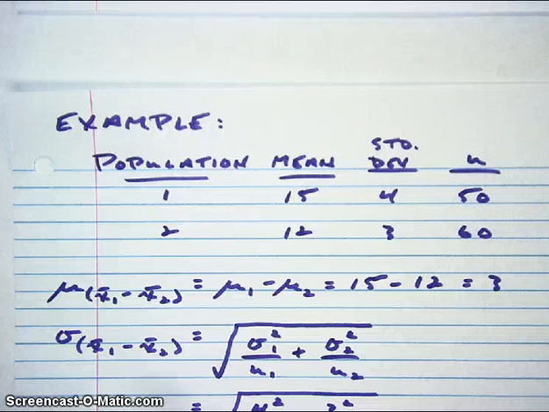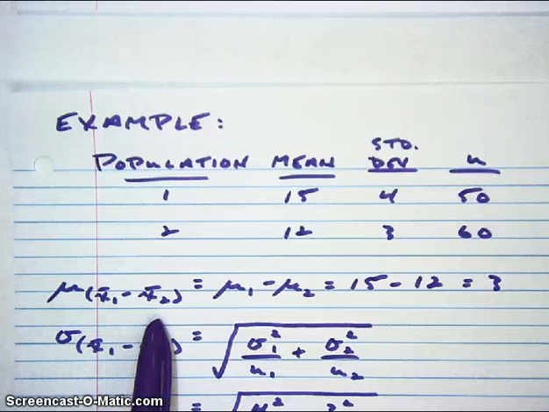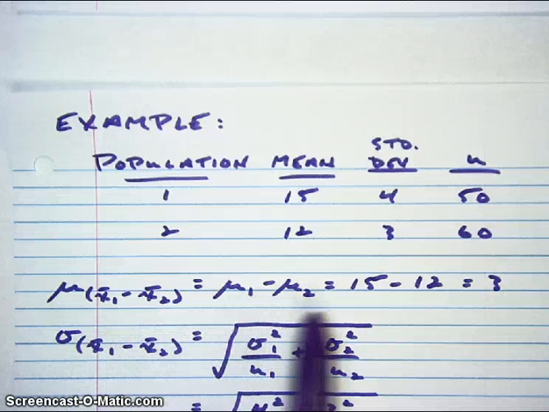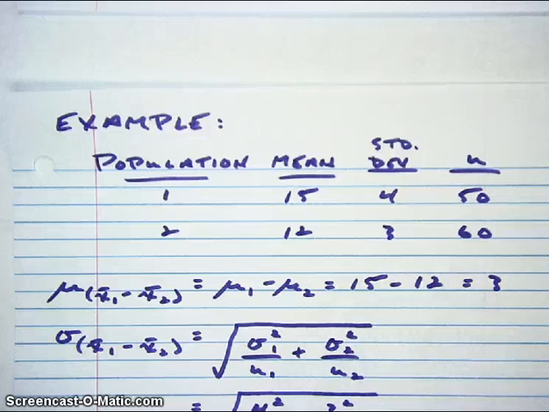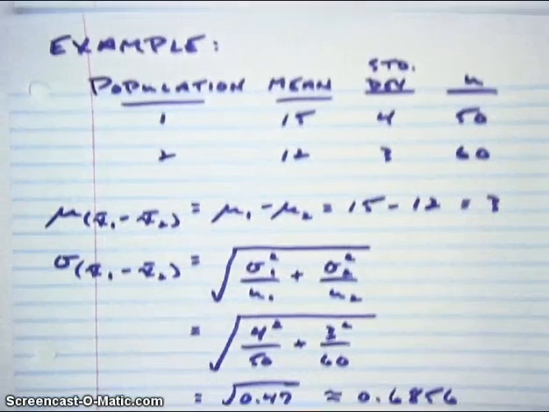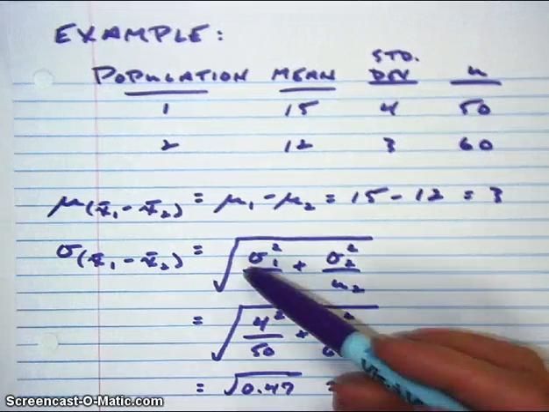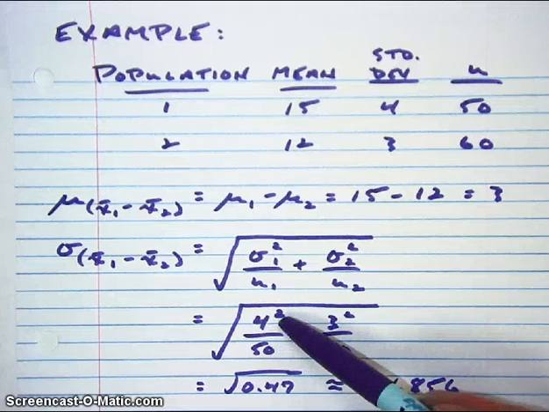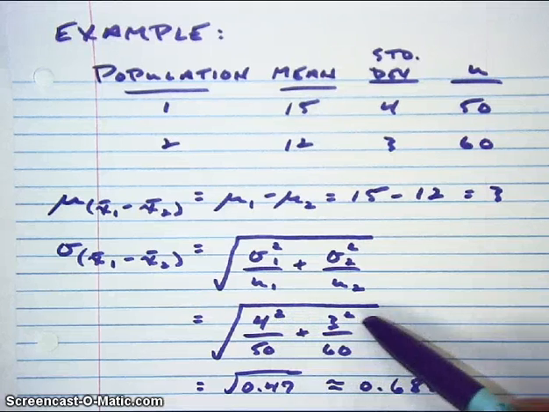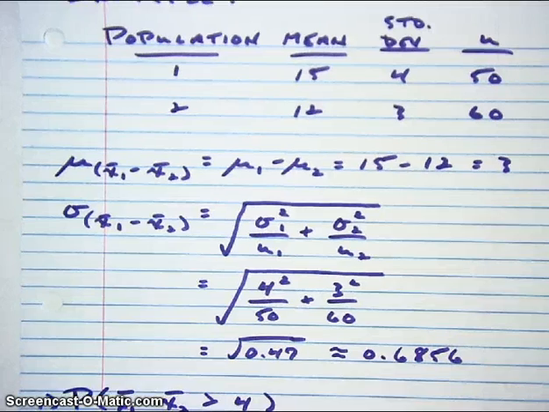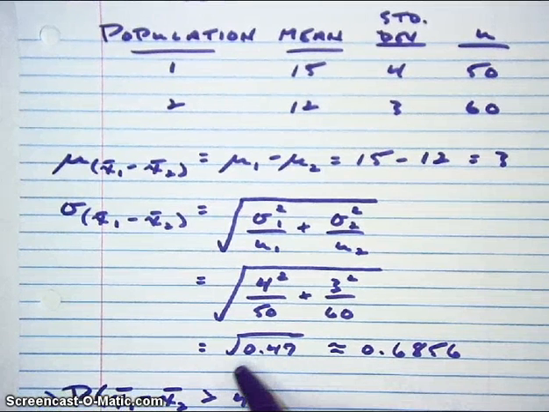The mean of x1 bar minus x2 bar is just the difference in the population means, 15 minus 12, or 3. The standard deviation is a little bit more complicated. We have to use this formula and plug in the standard deviations and the sample sizes from the two groups. And when we simplify it down, that simplifies down to the square root of 0.47, which is about 0.6856.